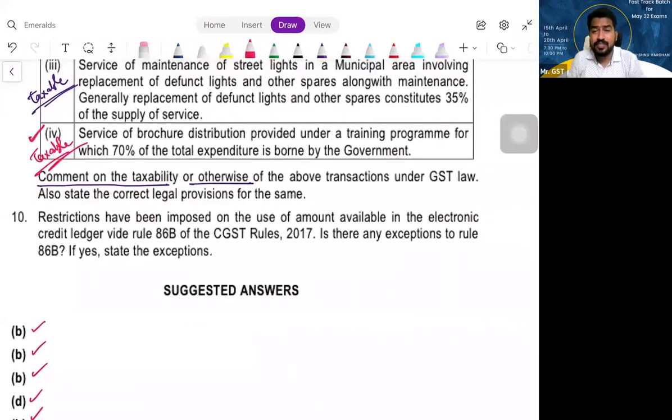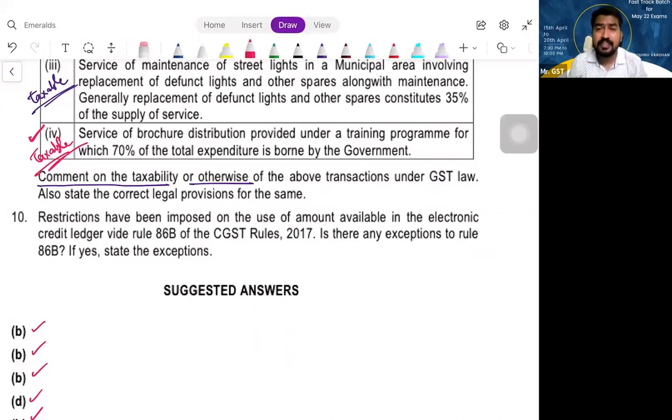One last theory question. Straight theory question. Restrictions have been imposed on the use of the amount available in the electronic credit ledger vide Rule 86B of the CGST Rules 2017. Are there any exceptions to Rule 86B? If yes, state the exceptions. Total taxable value more than 50 lakhs.